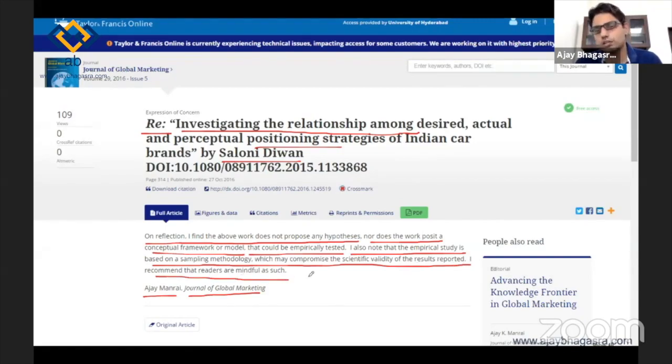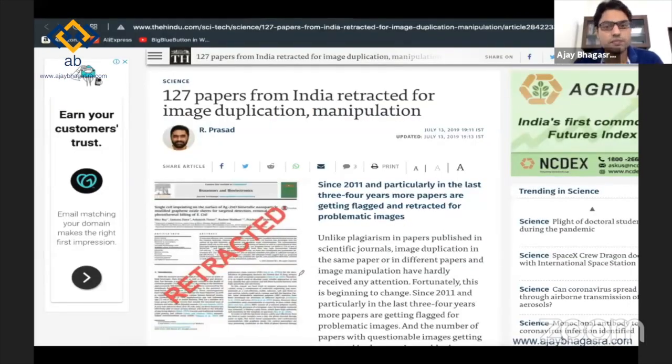Can you imagine an editor writing about a paper published in his own journal and asking the readers to be careful while the findings of these papers are being used? Right? Ethical things. If your findings cannot be replicated, it is a problem. Look at this. On July 13, 2019, 127 papers from India were retracted due to image duplication and manipulation. What is retraction? Retraction is when an editor-in-chief finds a problem with the published paper. The paper is published. After that, it is retracted.